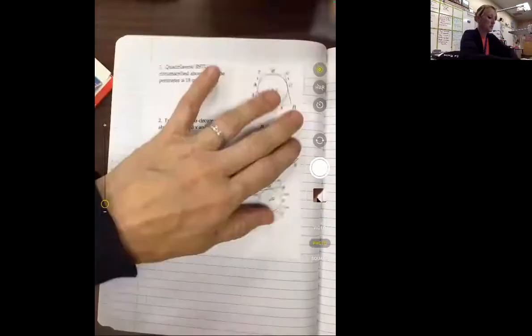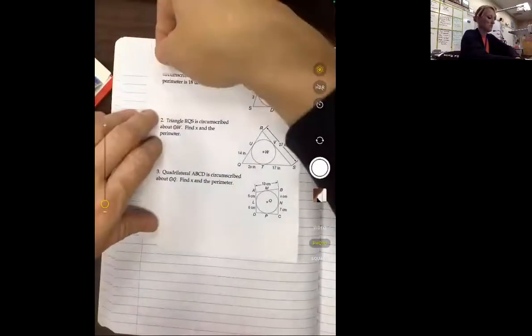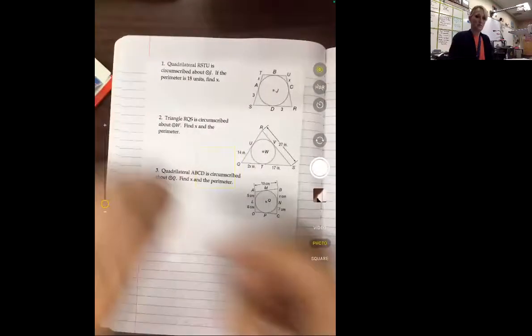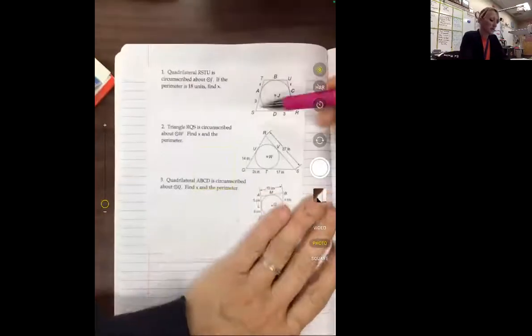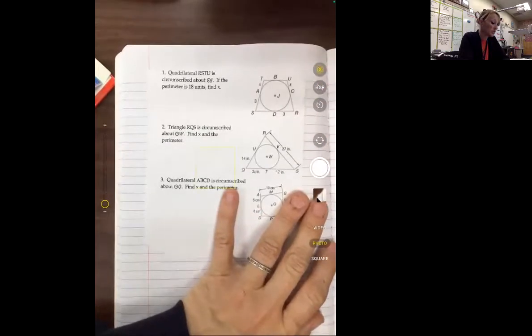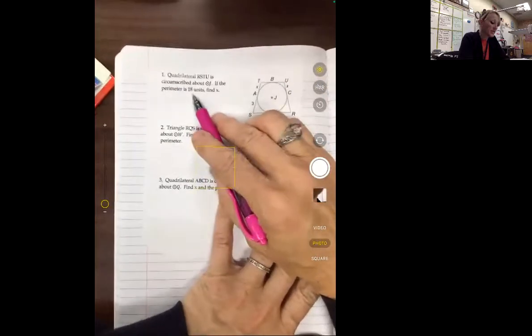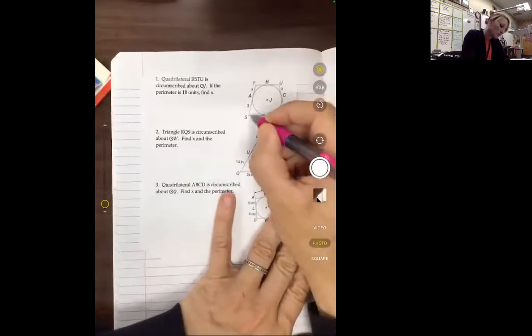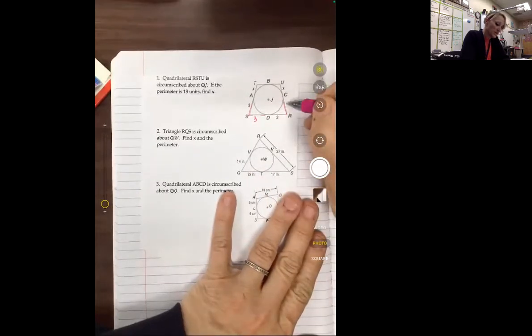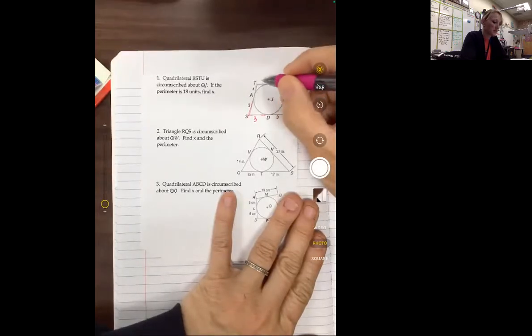So our last set of questions deals with this. If we have this polygon, it is circumscribed. We know that each of the sides is going to be tangent to the circle. And we know that the perimeter is 18. So if this one is 3, we know that this one has to be 3. If this one is 3, we know that this one has to be 3. If this one is x, we know this one has to be x. And if this one is x, we know this one has to be x.